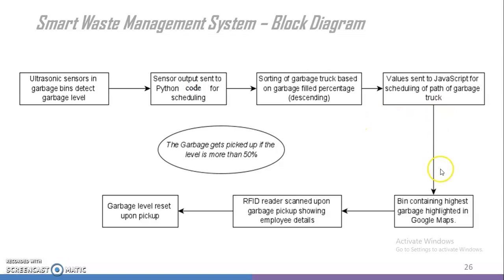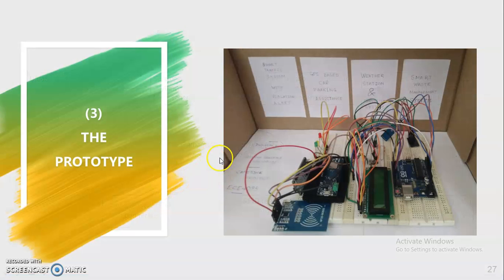The same thing is written in the form of a block diagram, and this is the whole prototype which we have created, all the 4 applications which we have proposed and designed: the smart traffic system with violation alert, GPS based car parking assistance, weather station and prediction, and the smart waste management system. This is the hardware model.